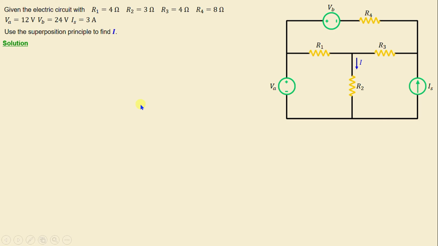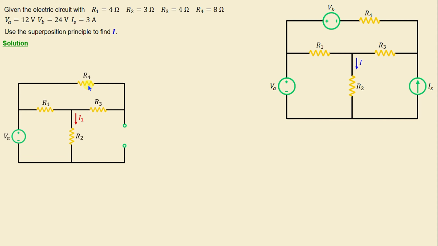This involves replacing the inactive voltage sources with short circuits, which means zero voltage, and the current sources with an open circuit, which means a zero current. Let's begin by activating the independent voltage source VA and deactivating the independent current source IS and the independent voltage source VB, which will be replaced respectively by an open circuit and short circuit. The next step is to solve the circuits using conventional techniques.